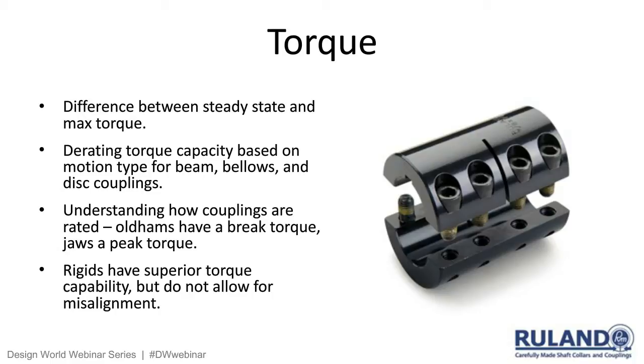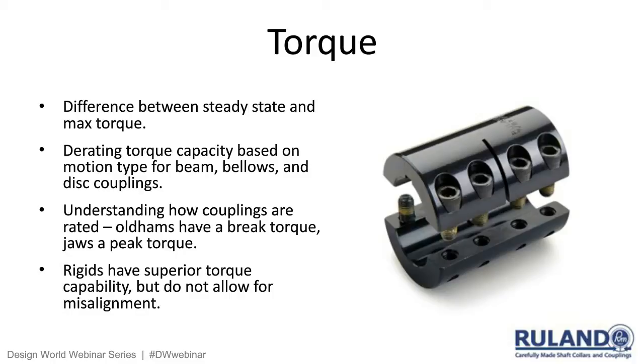Torque. We talked about this being one of the common errors. The difference between steady state and max torque, derating torque capacity based on motion type for beam, bellows, and disc couplings, understanding how couplings are rated. Oldhams have a break torque, for example, and jaws have a peak torque. Rigids have a superior torque capability but do not allow for misalignment. So certain types of couplings are beam type, bellows type, disc type.